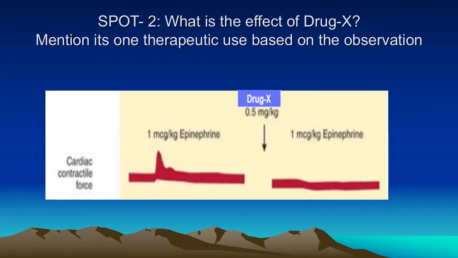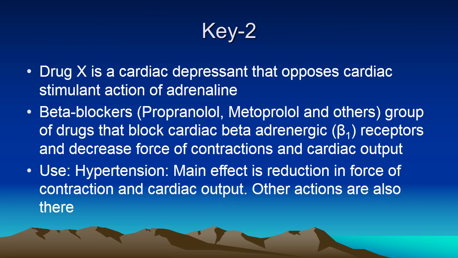What is the effect of drug X on the responses shown by epinephrine on the contractile force of the frog's heart? And mention one therapeutic use. If you look at drug X, it attenuates the force of contraction shown by epinephrine. So a cardiac depressant action that opposes the cardiac stimulation action of adrenaline is shown by beta blockers, namely propranolol, metoprolol, or many others.